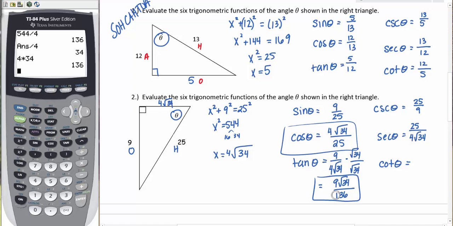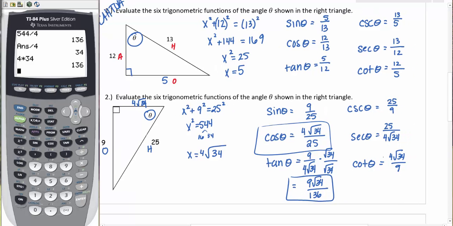And then tangent, I would always go back to the beginning because I just rationalized this, but I don't want to do it again. If I go back to my original fraction, it's going to be 4 root 34 over 9. Okay, you'll get the same answer if you reduce this one or reciprocal this one, but it just takes longer. So go back to the original.